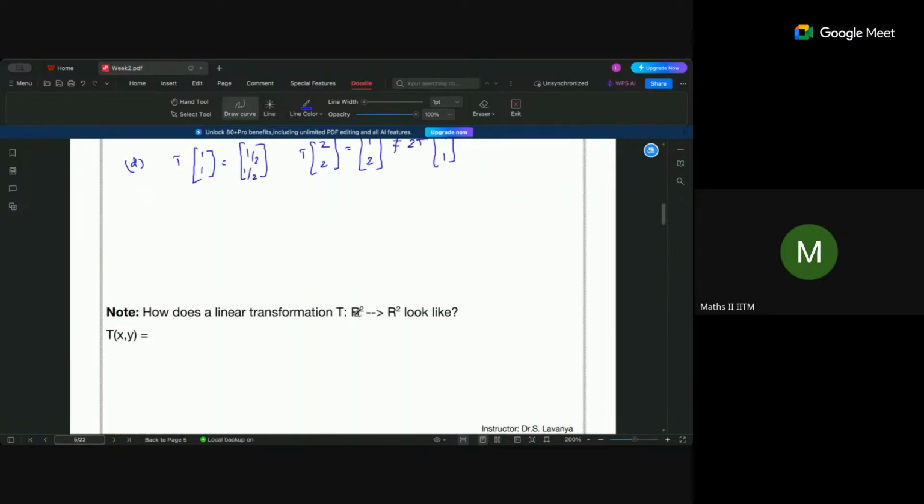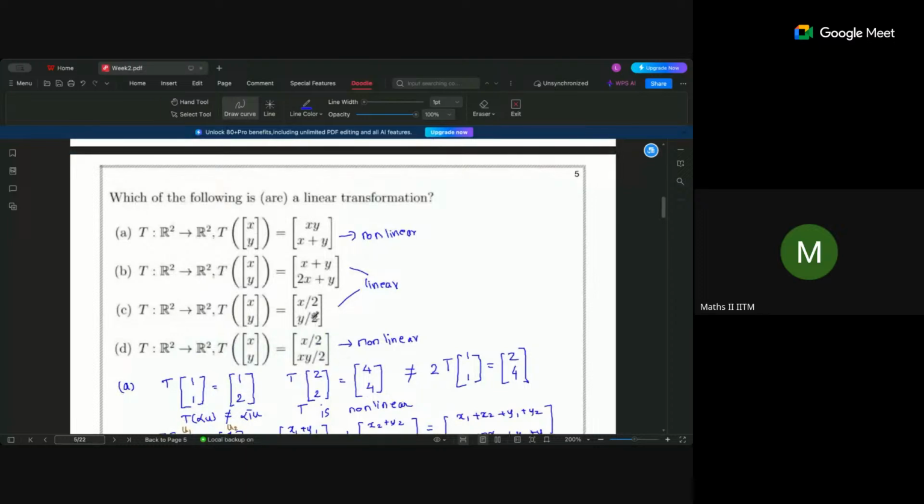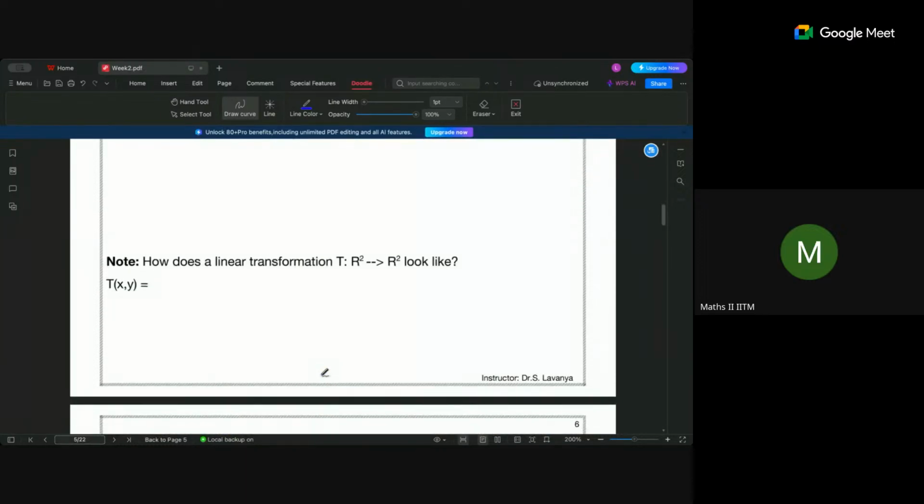Now, in general, how does a linear transformation T from R2 to R2 look? If we have some typical form, then we can quickly tell just by looking at it. So this is something you must know. It should be of the form ax plus by, cx plus dy, where a, b, c, d are scalars. Every linear transformation will be of this form.